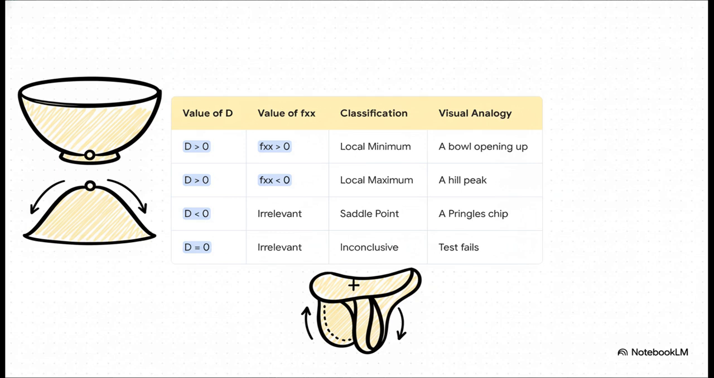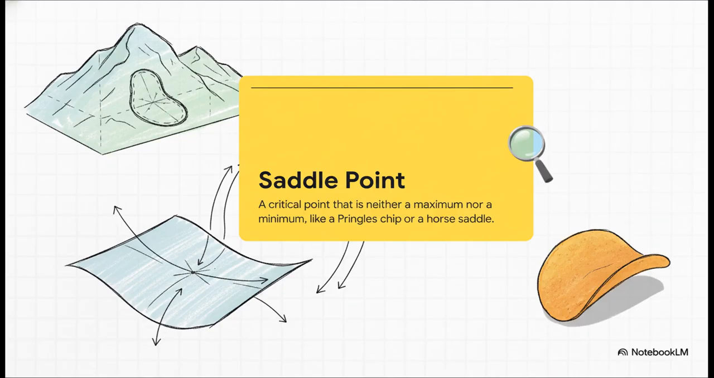So if D is positive, the curvature is consistent. It's either going to be a bowl opening up, that's a local minimum, or it's a hill peaking, which is a local maximum. But if D is negative, well, then we've got something else entirely. And that something else is what's called a saddle point, which is just a fascinating kind of feature. It's a critical point, but it's not a max or a min. It literally curves up in one direction and down in another, exactly like a mountain pass, or, and this is a brilliant analogy from the source material, a Pringles chip.